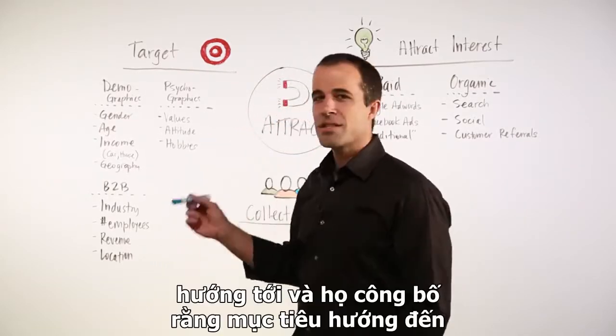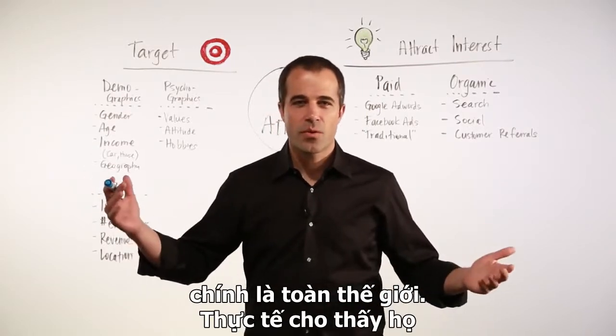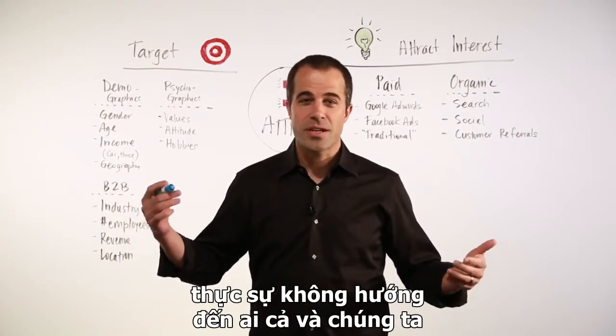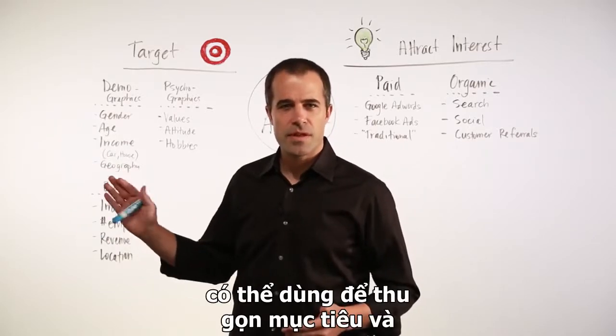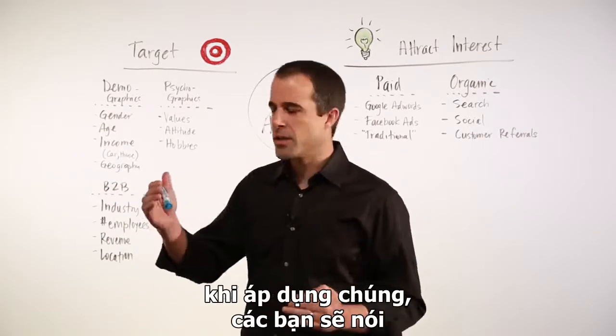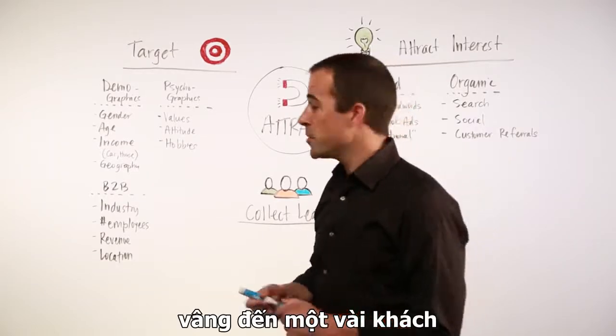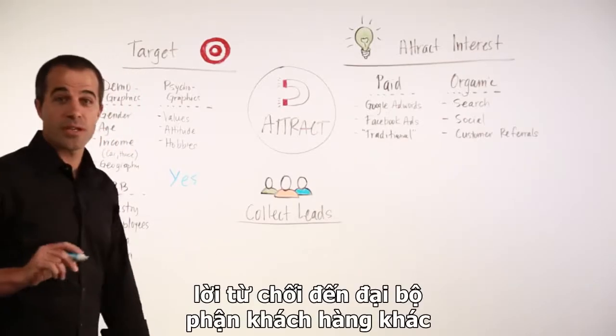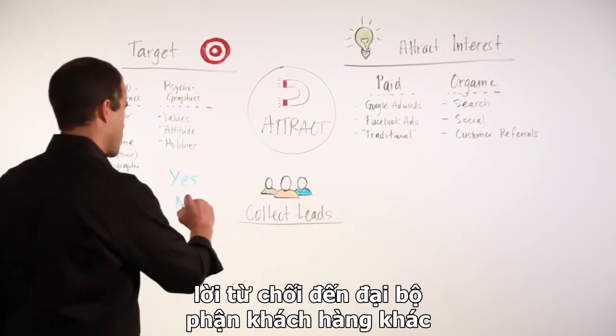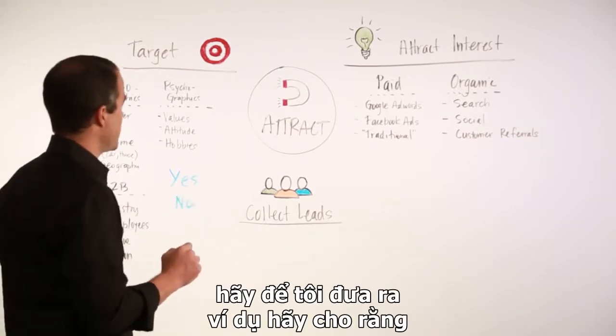So businesses that go out and say, we're going to target the entire world, the reality is they're really targeting nobody. And so we're going to talk about 3 specific categories of things you can use to narrow down your target. And as you do this, you're going to be saying yes to certain types of people, and almost as importantly, you're going to be saying no to other groups of people. So let me give you an example.